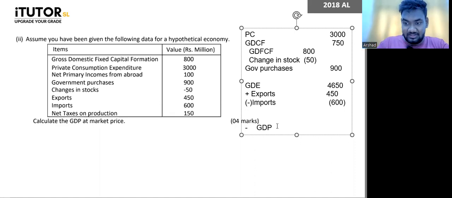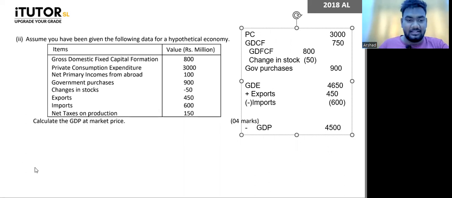4,500. So do we take net primary income from abroad? Do we take net taxes on production? Yes, no? Net taxes on production, net primary income from abroad? No. Net primary income you could have taken if you're calculating GNI. Taxes you don't take under the expenditure approach because it's already inside.